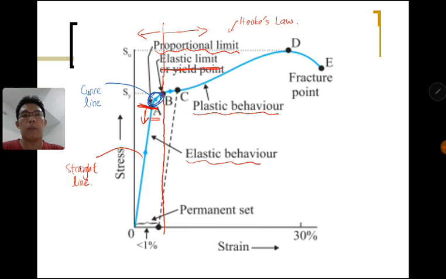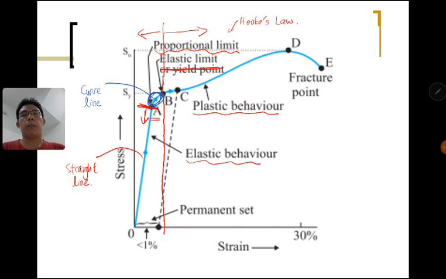So after the proportionality limit, yes, the material will still perform elastic deformation, and it will still go back to the original length. However, it won't follow Hooke's law. It's after the elastic limit that it won't go back to the original length, which is the plastic deformation.